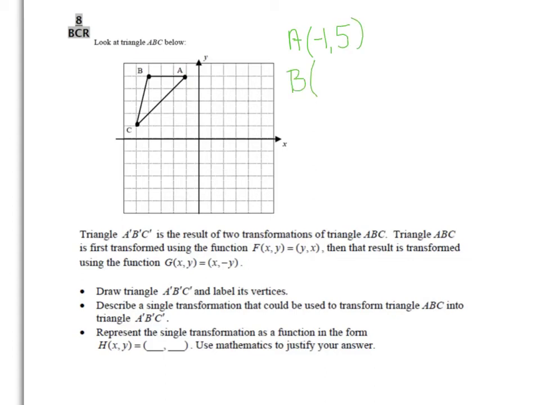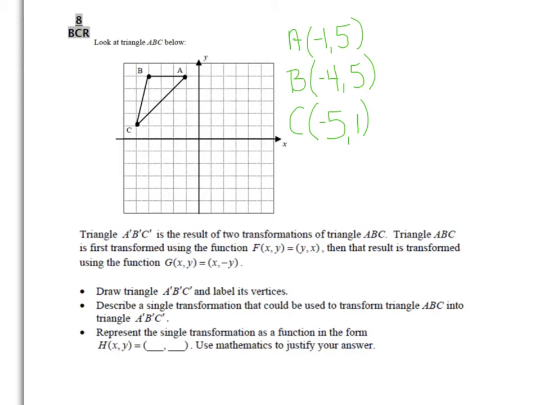B is -1, 2, 3, 4. And then 1, 2, 3, 4, 5. So B is -4, 5. And finally, C is -1, 2, 3, 4, 5, and up 1. So -5, 1. These are what we're starting with.